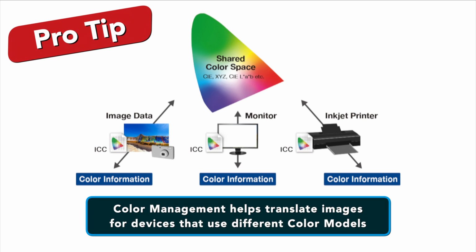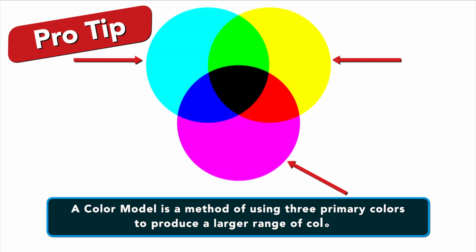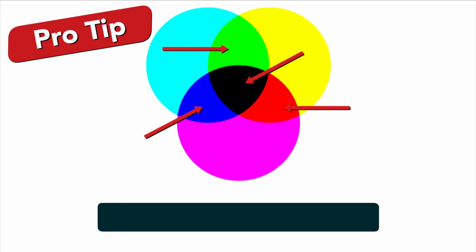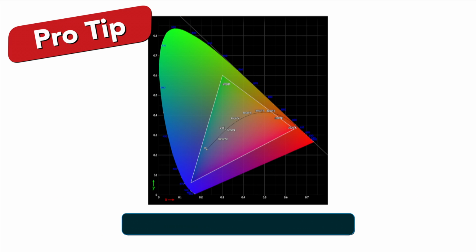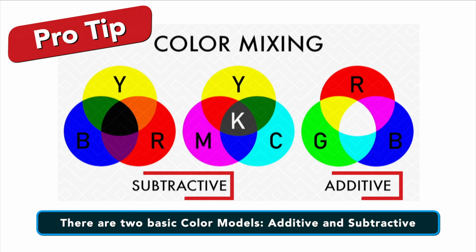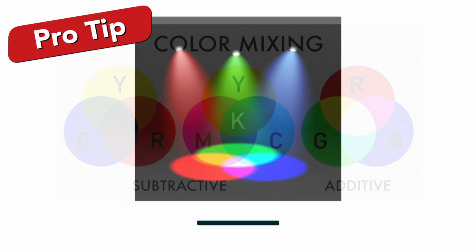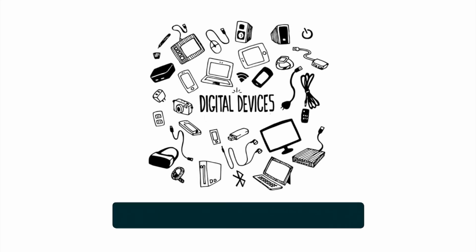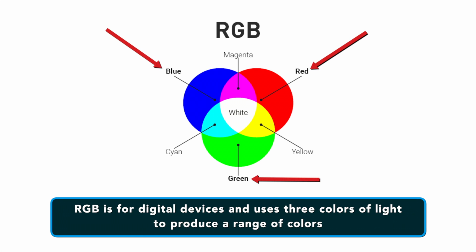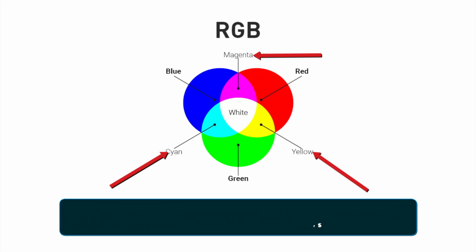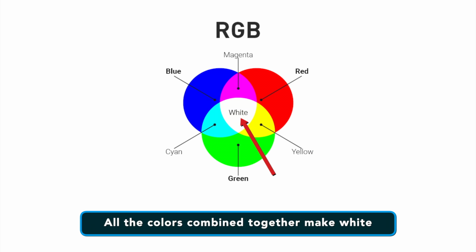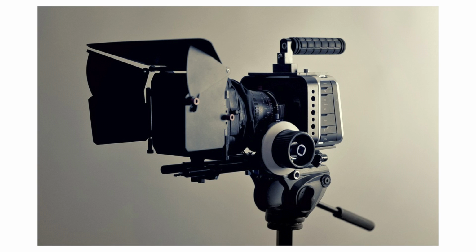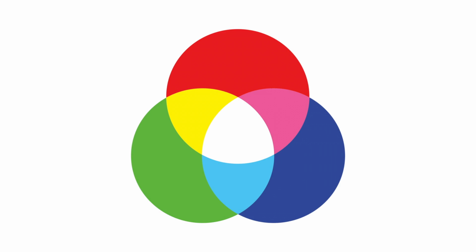Color management helps translate images for devices that use different color models. A color model is a method of using three primary colors to produce a large range of other colors. That range is called a color space. There are two basic color models: additive and subtractive. The most common additive color model is RGB, or red, green, and blue. It is designed for devices and uses three colors of light to produce a range of colors. All the colors combined together make white. If you're into video production and filmmaking like me, you are very familiar with RGB colors.